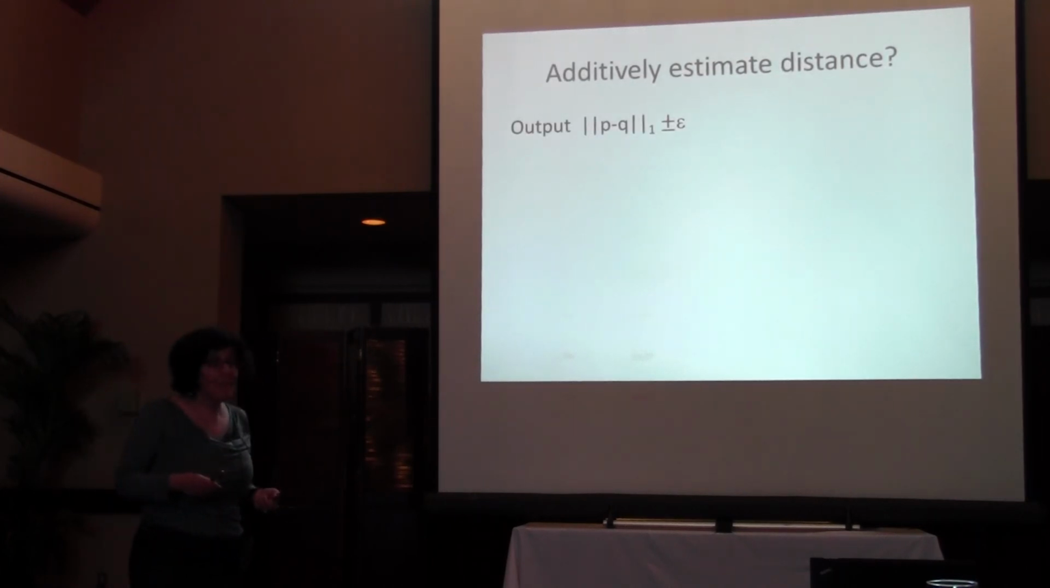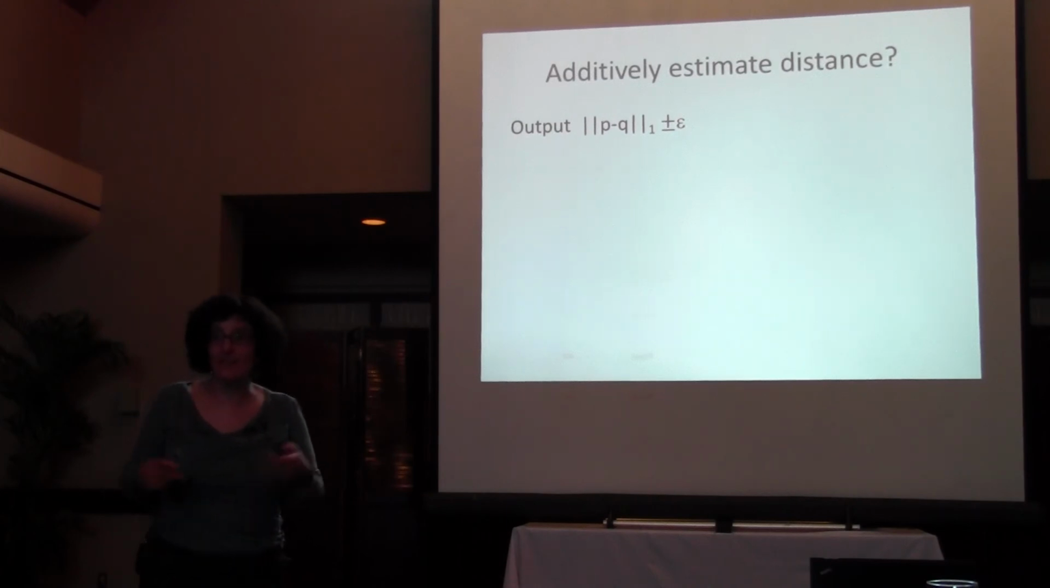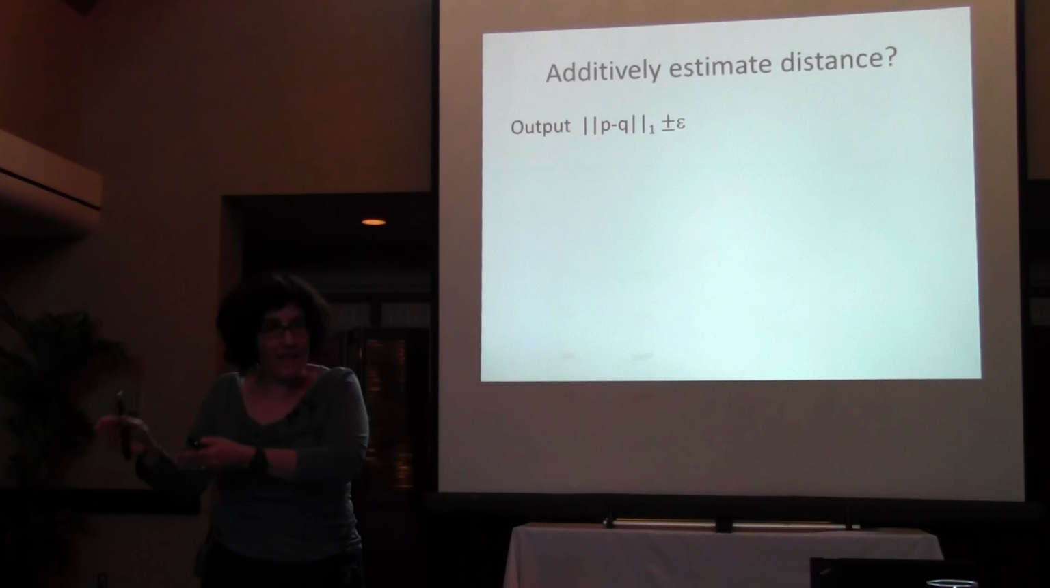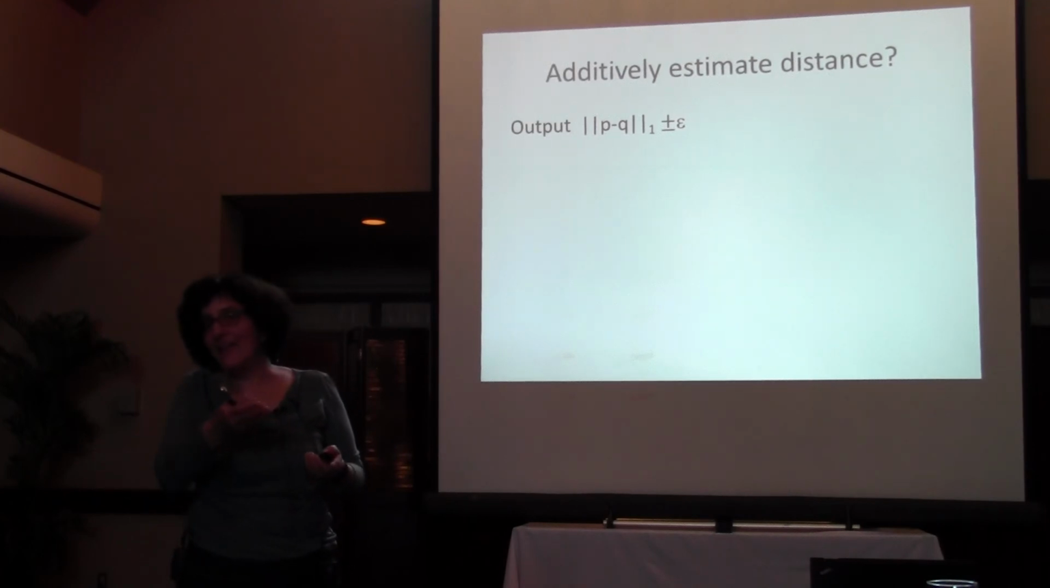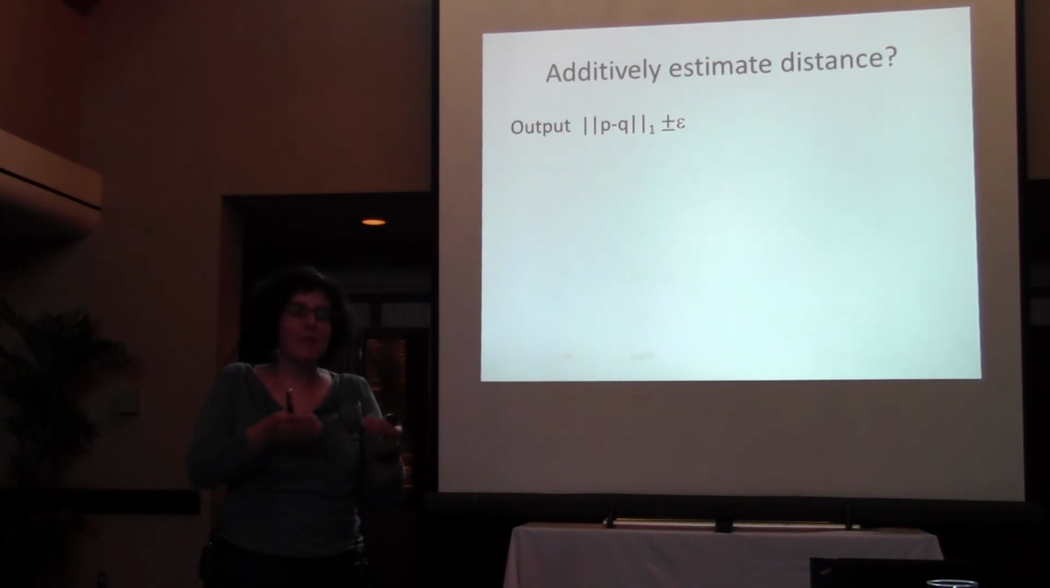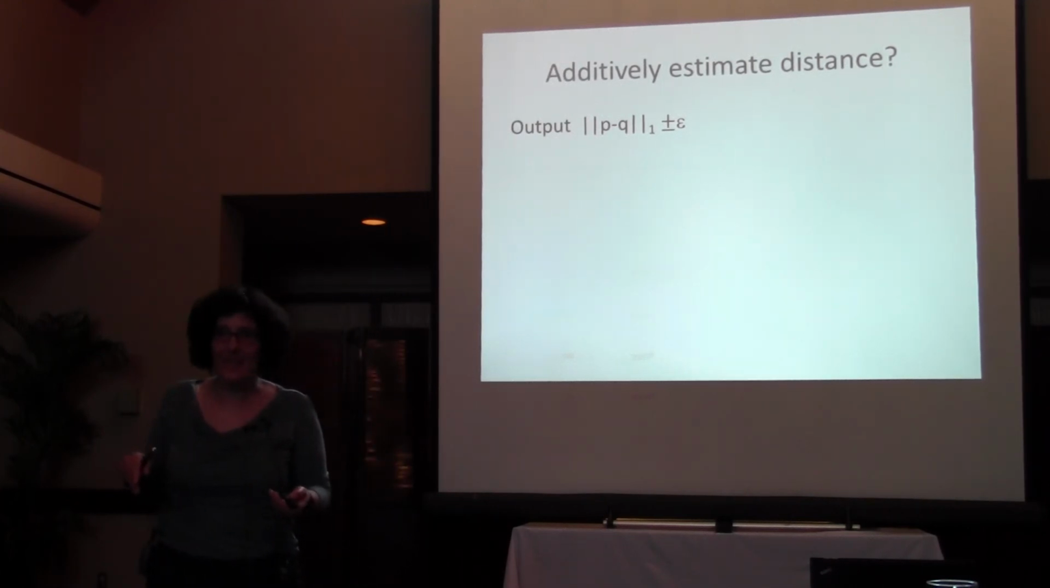Okay, what about additively estimating the distance? Up until now, we've been separating close from epsilon far. And in the slides, I wrote P equals Q, but you could slightly nudge it up to P is very close to Q, like epsilon over square root n close to Q.